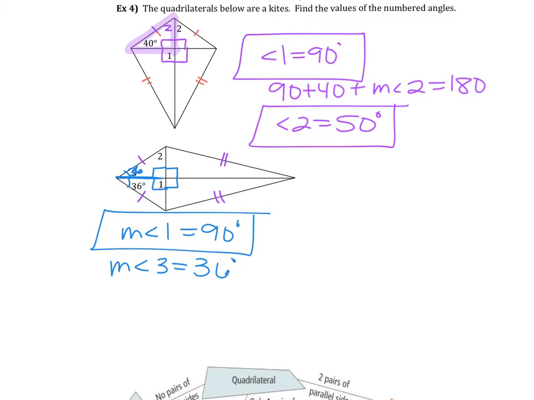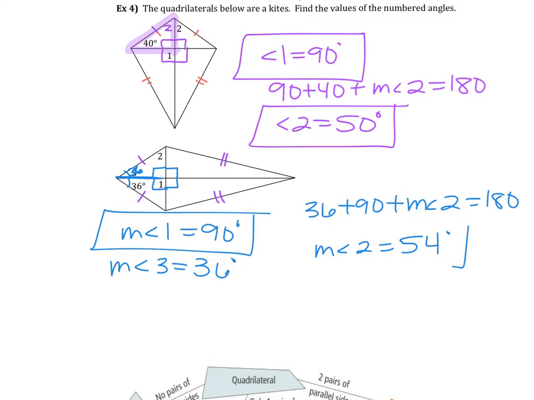So then how do you find the measure of angle 2? Right, 36, 90, and the measure of angle 2 make a triangle, so that has to add up to 180. So take away that 126, and your measure of angle 2 will be, what does that work out to? 54. Okay. Questions on that?